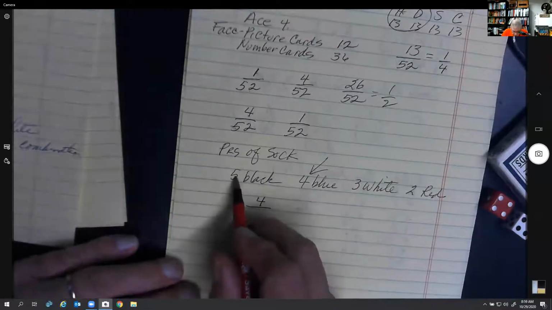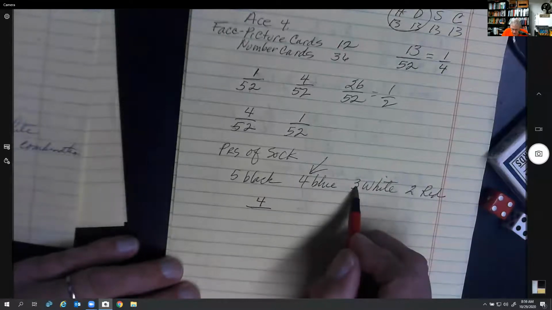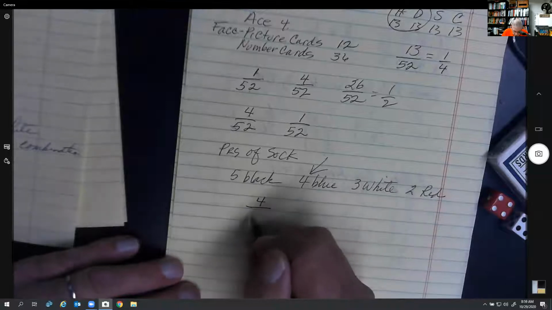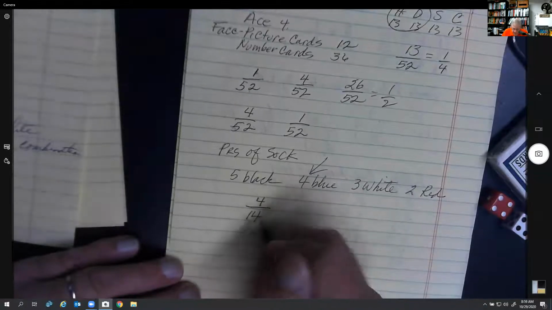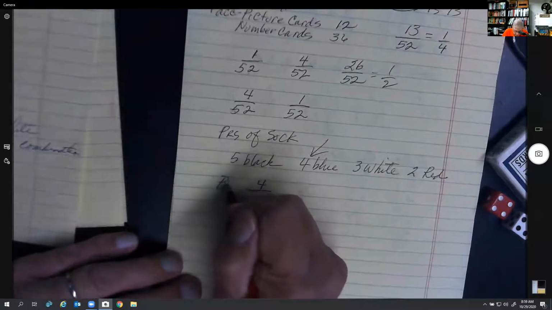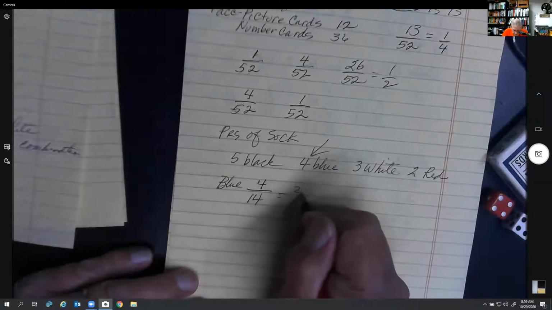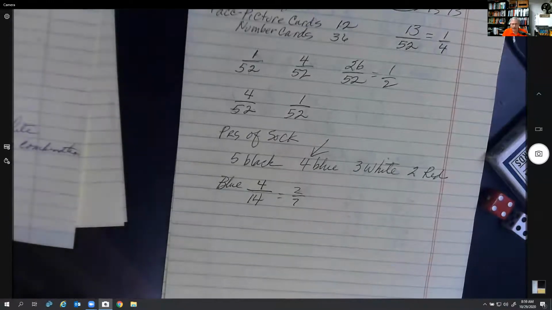So we have to add all these together. 5 and 4 is 9. 9 and 3 is 12. 12 and 2 is 14. There's 14 pairs of socks in the drawer. The probability of picking a blue one is 4 out of 14, or 2 out of 7. And that's the probability I would draw a pair of blue socks.